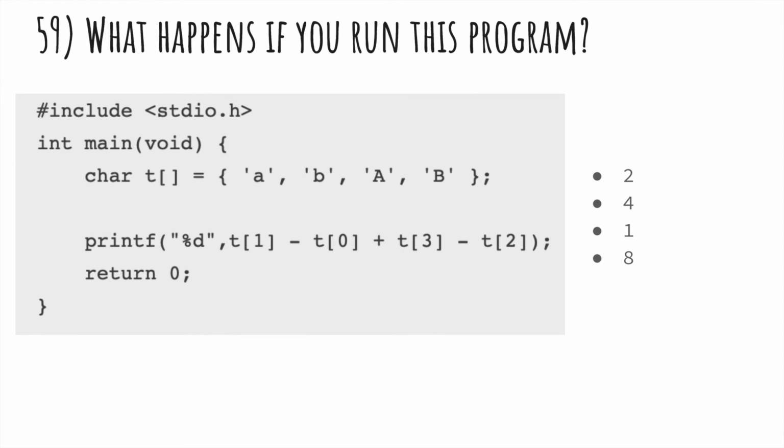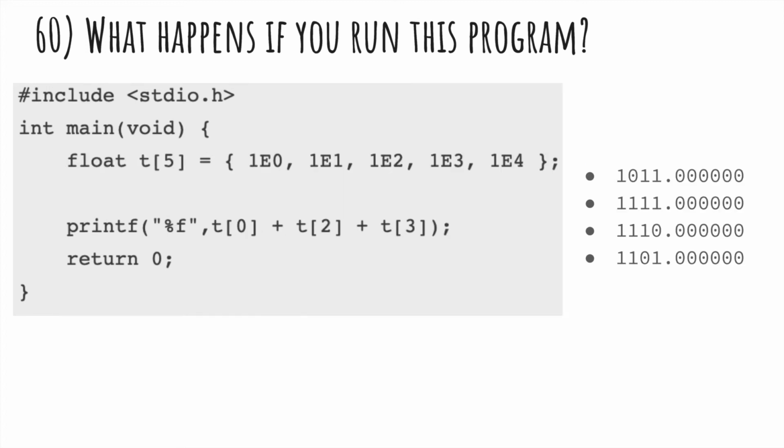Next question. You have 4 characters, and you're finding what t of 1 minus t of 0 plus t of 3 minus t of 2 is. Well, t of 1 minus t of 0, those letters are only 1 apart. So in terms of ASCII, the difference is only 1. So t of 1 minus t of 0 is 1. Plus t of 3 minus t of 2. And b minus a, the difference of that in ASCII is also 1. So you'll have 1 plus 1, which is 2, and that's your final answer.